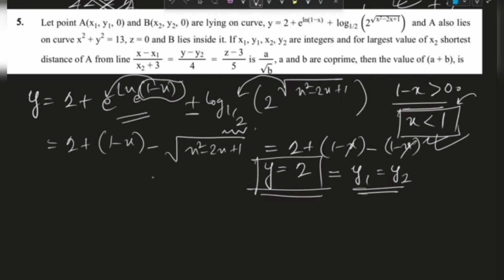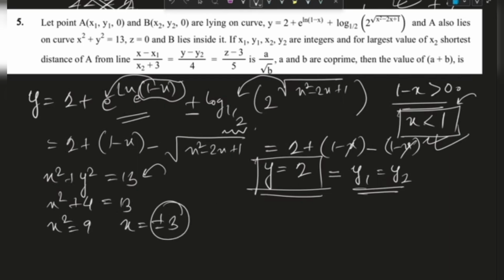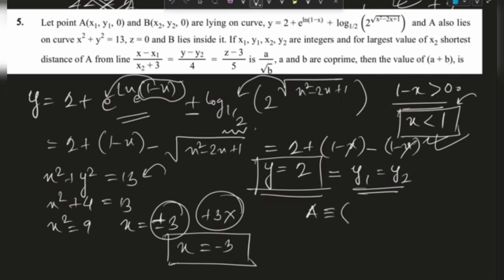Now we will try to find out the points, and for that we will take the circle x square plus y square equal to 13. Now the point A lies on this curve, and as we know y, we can put y directly for the point A. So from here x square is 9, so x equal to plus minus 3, and this is where this condition comes into play, because x is less than 1, we won't take plus 3. Plus 3 automatically gets rejected, and so x is minus 3. So we have the point A, which comes out to be minus 3, 2.